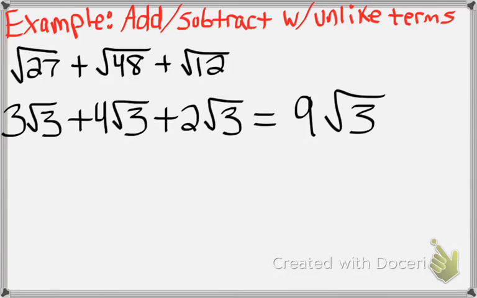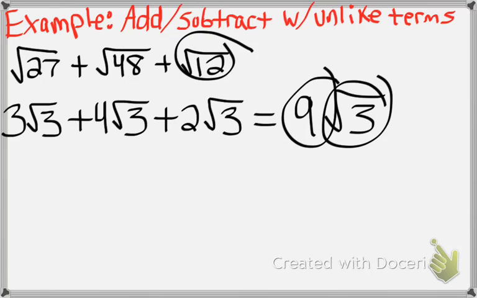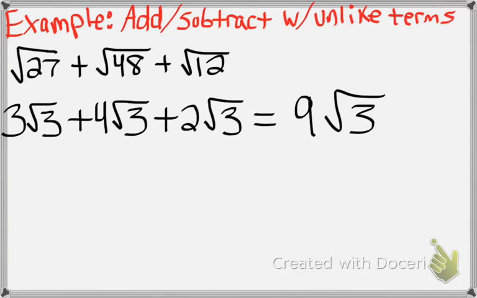Feel free to check it by checking the decimals, square root of 3, hit times 9, and then do it for all of these and add them together. You'll notice you'll have the exact same decimal value.